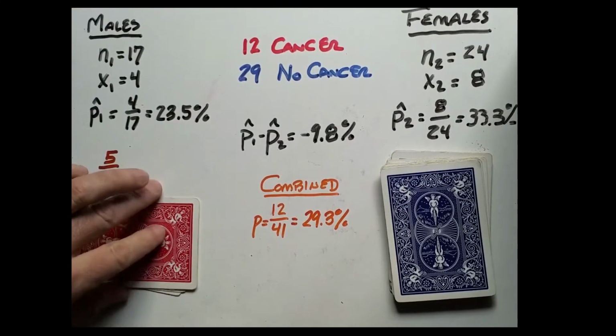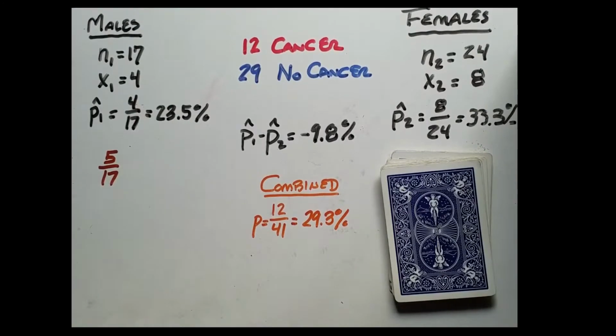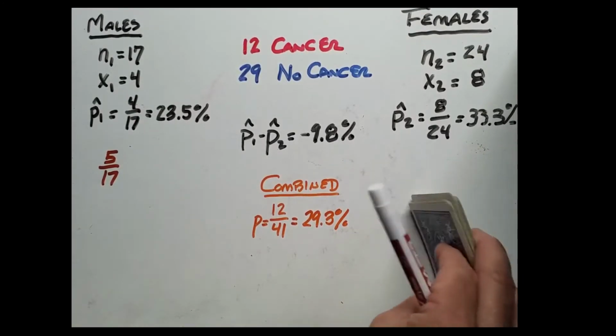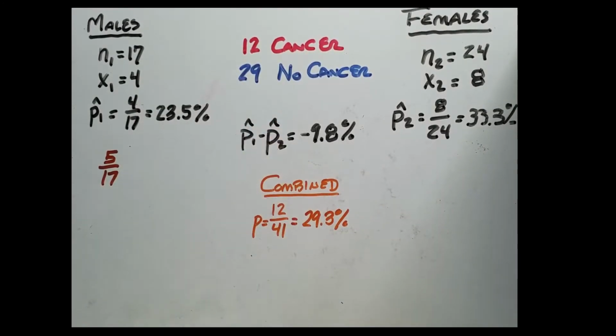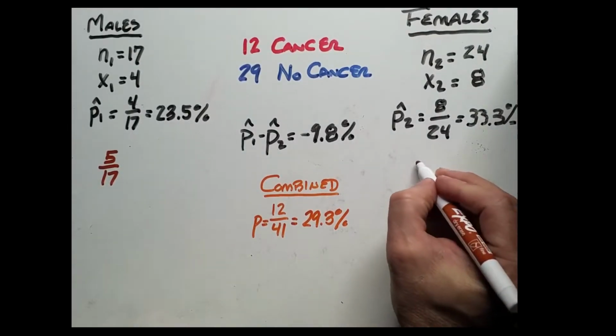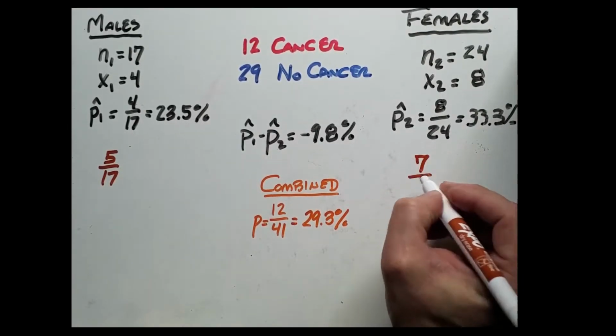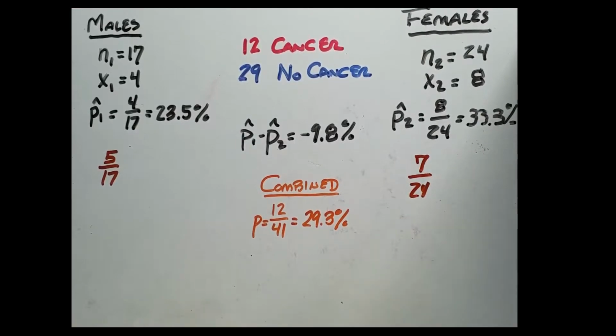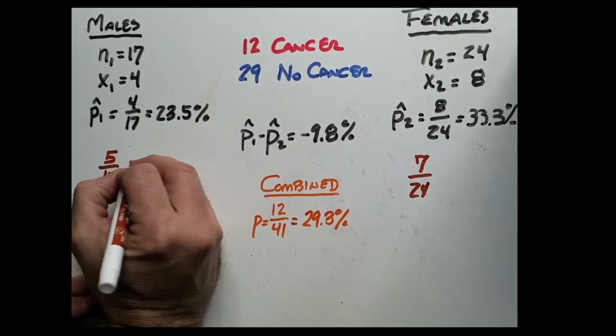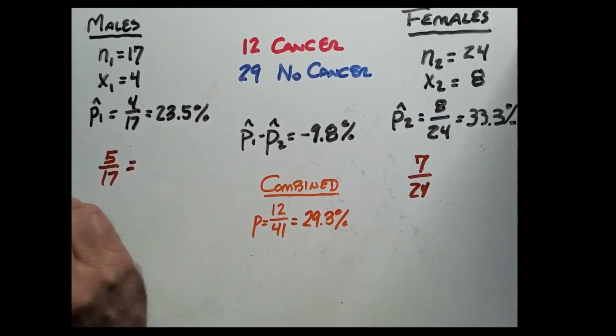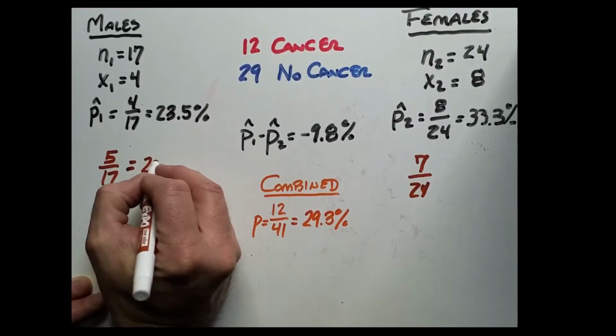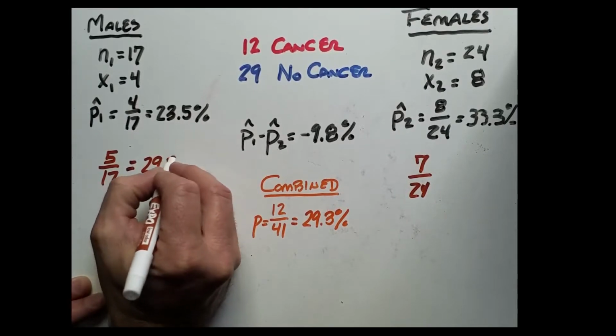And we don't even really have to count the other deck because we know how many cancer cards there are total. There's 12. So that means out of these 24, there must be 7. Or as percentages, this is 29.4%.